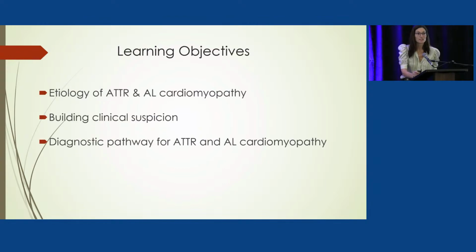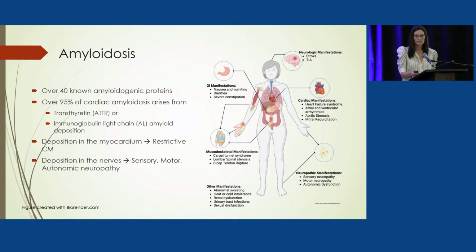So these are our learning objectives for the next 15 minutes. We're going to discuss the etiology of ATTR and AL cardiomyopathy. We're going to highlight some of the clinical features that should raise clinical suspicion for the diagnosis, and then review a diagnostic pathway for the diagnosis of ATTR and AL cardiac amyloidosis.